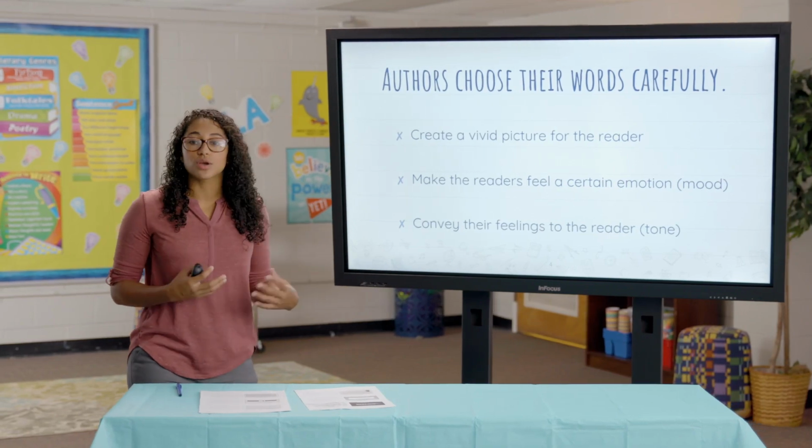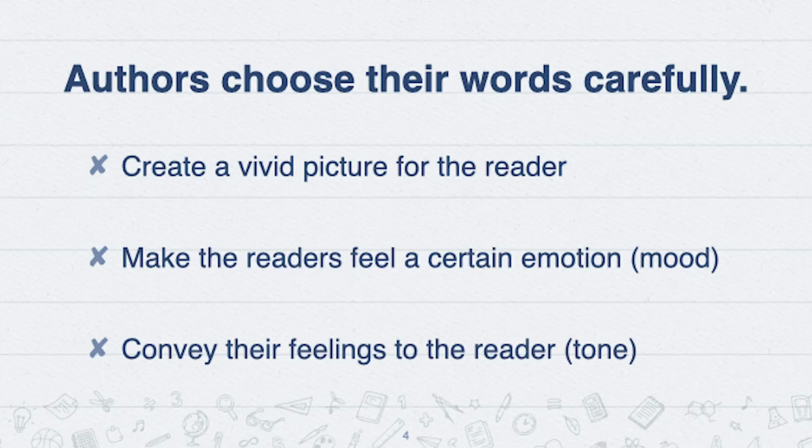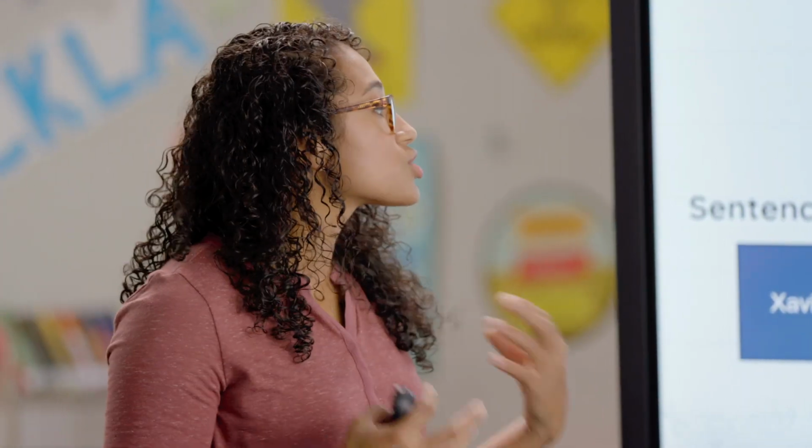So authors use their words very carefully. They can use them to create a vivid picture for the reader, to make the reader feel a certain emotion, which we call the mood, or they're trying to convey how they feel about a topic in the poem, which is the tone. And authors will use figurative language to do this. Figurative language is descriptive language or descriptive words and phrases that are not literal.